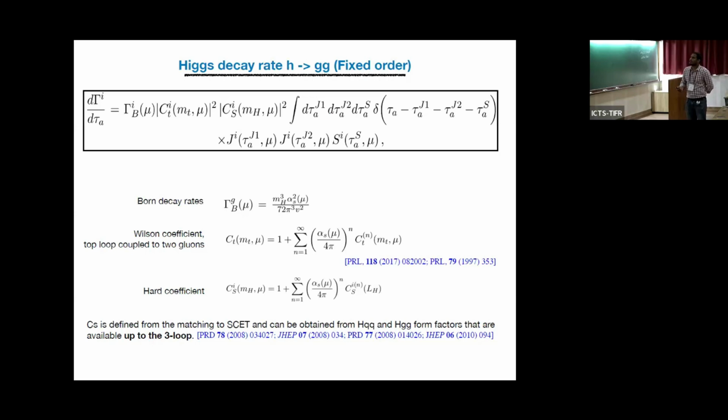Okay, so we calculated the decay rate for the Higgs. So we have the Born part, then the top loop configuration. This is basically the hard configuration, and we have the collinear parts and then the soft part. All these three are given by very high-order calculations. Some of them are 3-loop calculations.